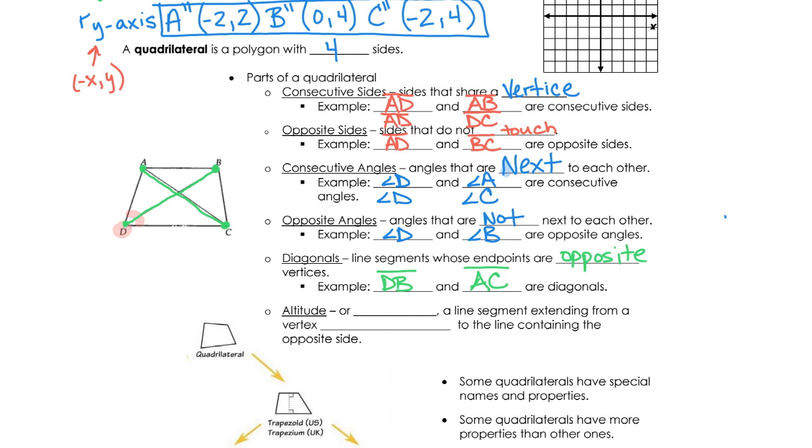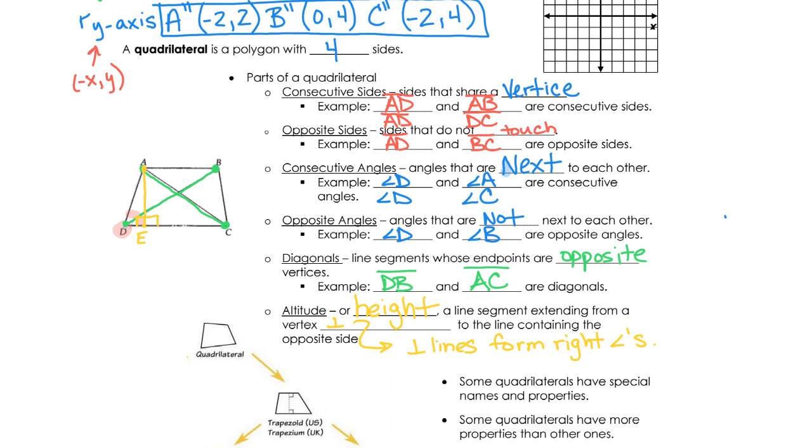Okay? In this picture, we don't have any altitudes, but I could draw an altitude in. Altitude, remember, is another word for height. And if we go from point A and we go perpendicular to the opposite side, and let's say we put an E here, then we could say AE would be a good altitude or height. It's a line segment extending from a vertex perpendicular to the line containing the opposite side. And remember, perpendicular lines form right angles.